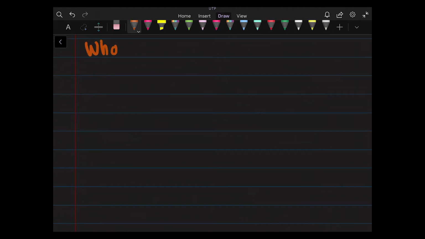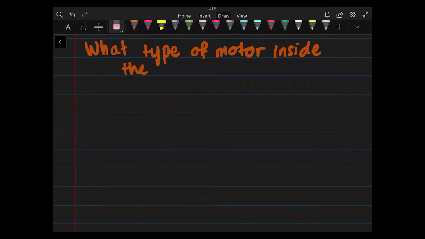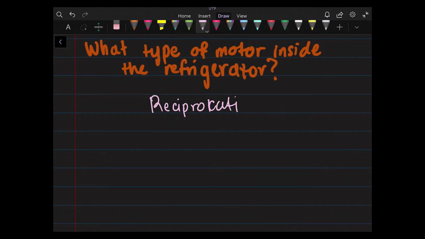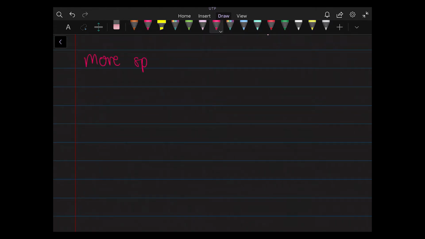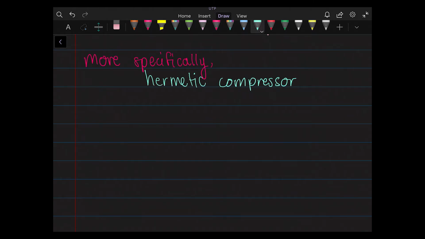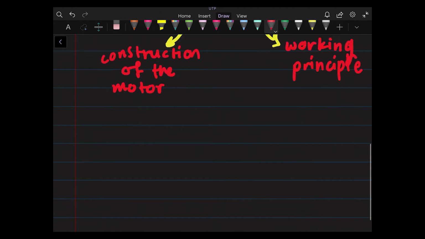Next is the reciprocating compressor. Now, what type of compressor is inside the refrigerator? Right, the answer is the reciprocating compressor, or in specific words we call it the hermetic compressor, and we are going to talk about its construction and working principle.